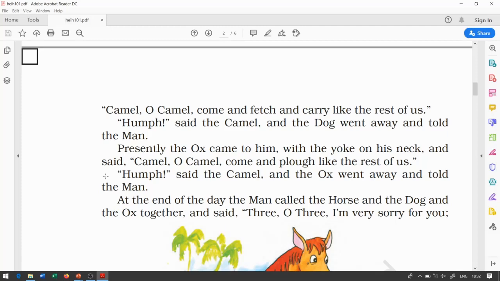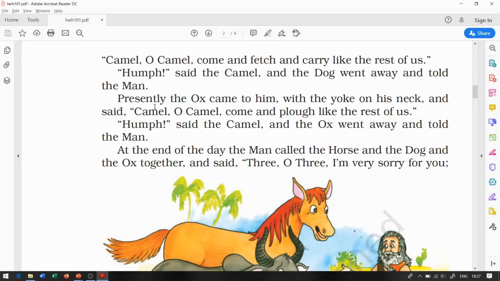So this keeps the human being occupied, and humans also like playing this game with their dog. So the dog comes to the camel and says, Come camel, you also come and fetch and carry like the rest of us dogs. Humph, said the camel, and the dog went away and told the man.